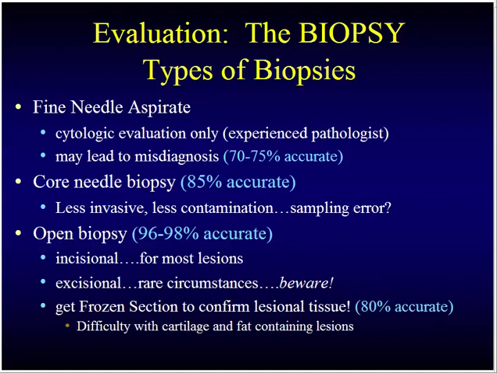A core needle biopsy is less invasive, with less contamination. We worry about sampling area. Everybody knows the sampling area problem would be if you got a certain part of the tumor that happens to be benign or less aggressive in appearance, the pathologist may undercall the lesion. Core needle biopsies are about 85% accurate, which is much better. Open biopsies, which are still the gold standard, are 96 to 98% accurate. Most of the time we do an incisional biopsy: small, well-placed, take a piece of tissue, take some cultures, close it up, stop, and wait for the final answer.